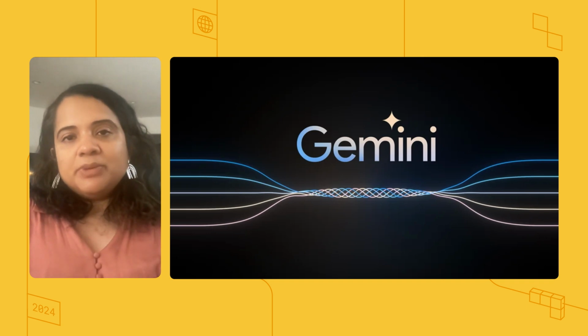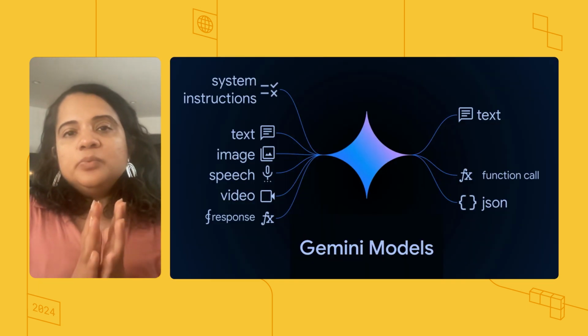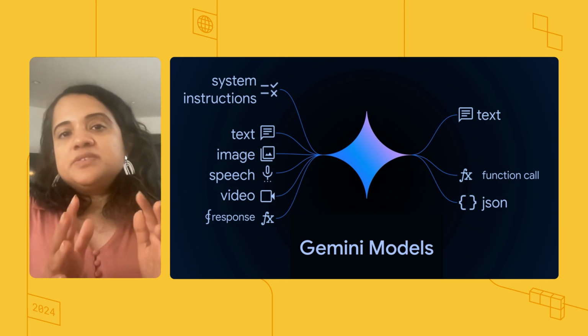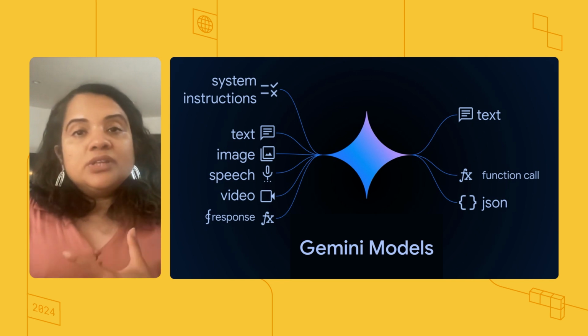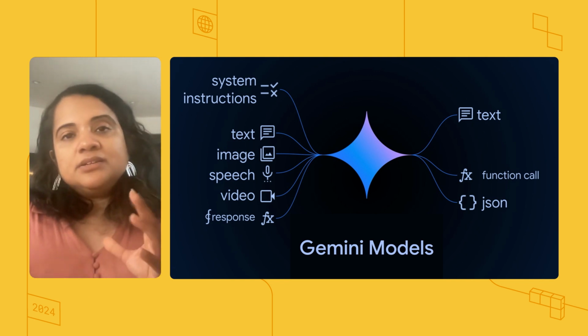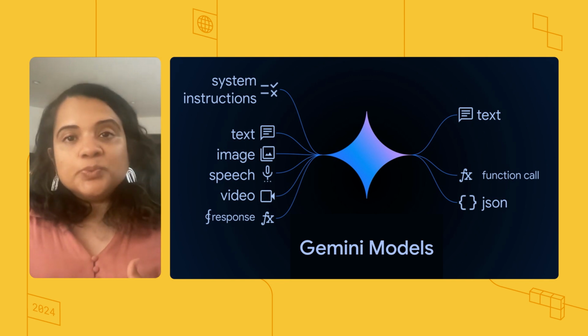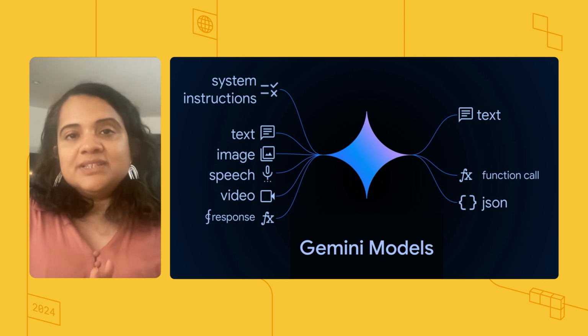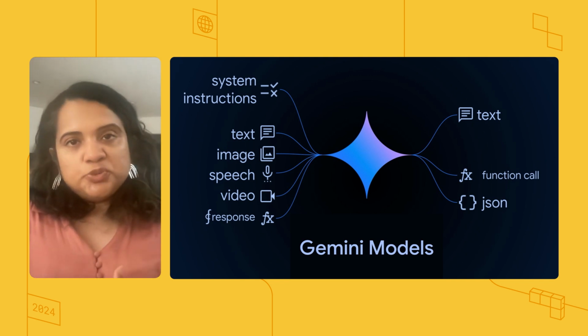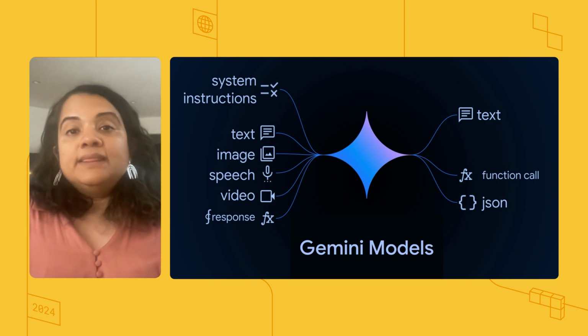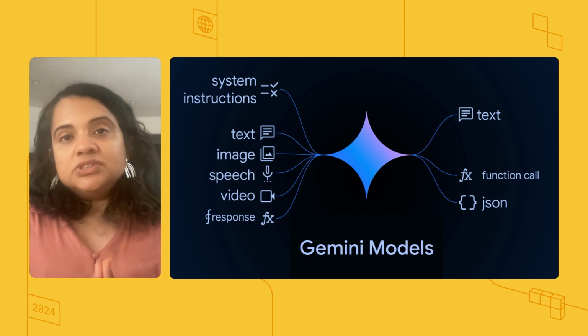So, one of the first questions we often get is what modalities are supported in the Gemini models today? On the input side, we support text, image, audio, and video. And then on the output side, we support text, but other modalities are coming pretty soon. We also obviously support system instructions as well as function calling, which we'll be talking about later in the talk. And then on the output side, we do support structured outputs in the form of JSON schema.